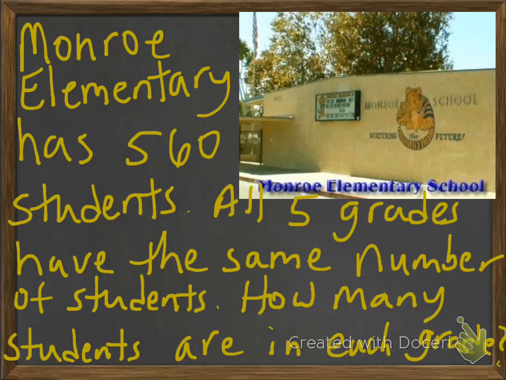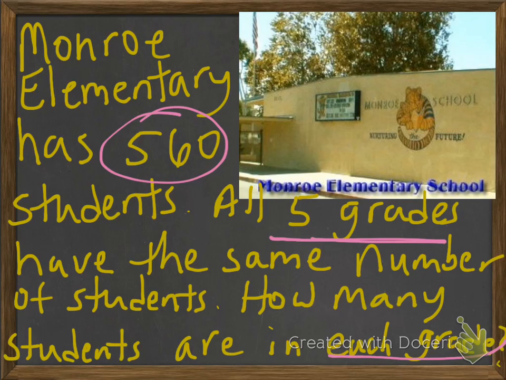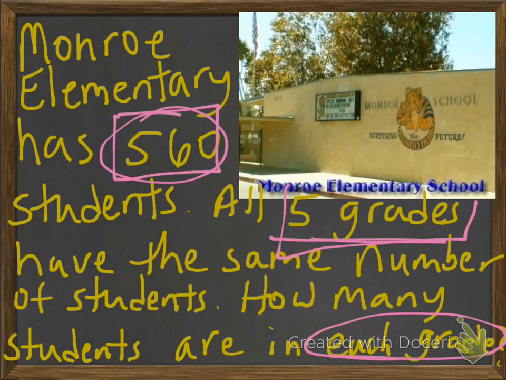Let's take a look. Monroe Elementary has 560 students. All 5 grades have the same number of students. How many students are in each grade? So again, Monroe has 560 students. There are 5 grades, and we find out that each grade has exactly the same number.